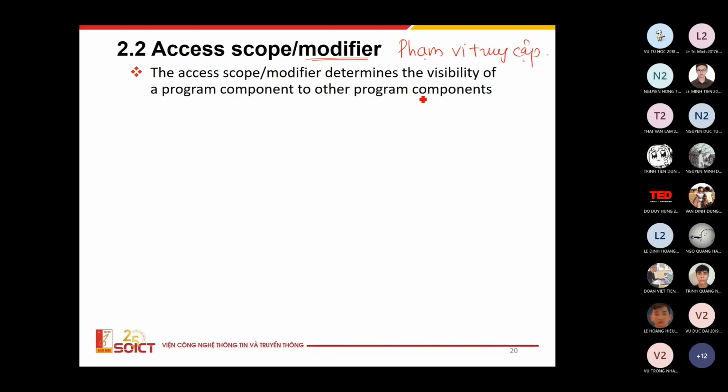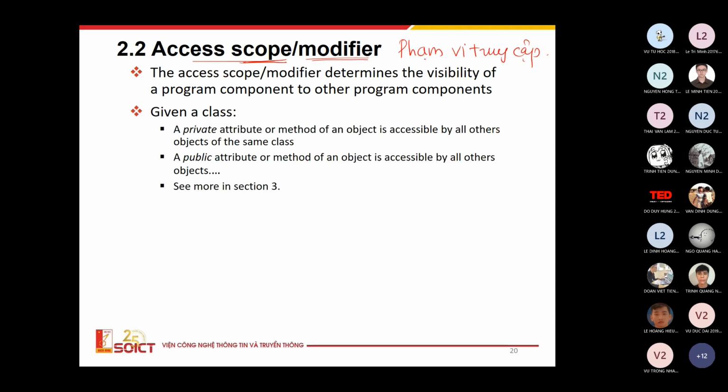Yeah, you have two terms to describe it. It is the way to determine the visibility of a program component to other program components. And in the class, you have the components of a class: the attribute and the method. So you can use this modifier to determine the visibility of attributes and methods to the outside.